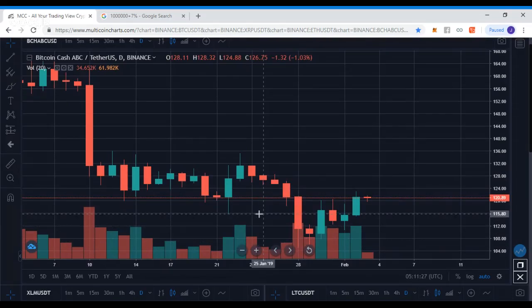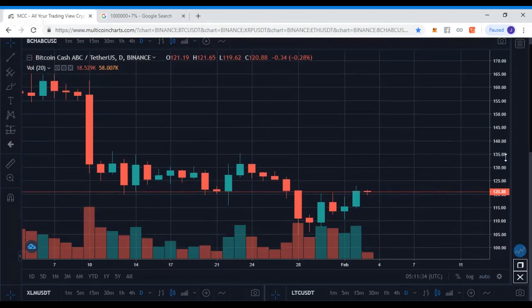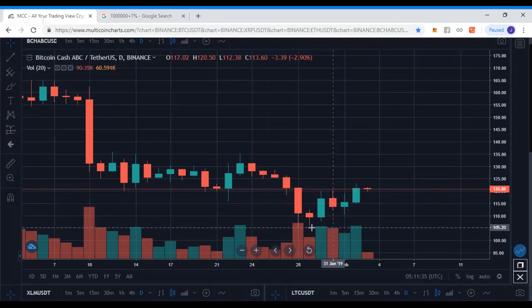Looking at Bitcoin Cash on the daily chart, we can see over the last couple of days that the bulls have been in full swing. We do have a previous low of $104.87, and then we have a new high of $123.06. Damn near swinging around the same way as Ethereum, just with a little more uptake on it.